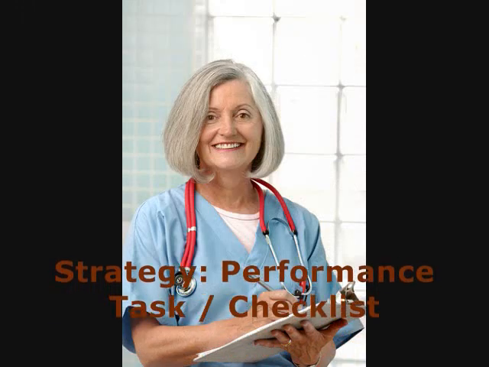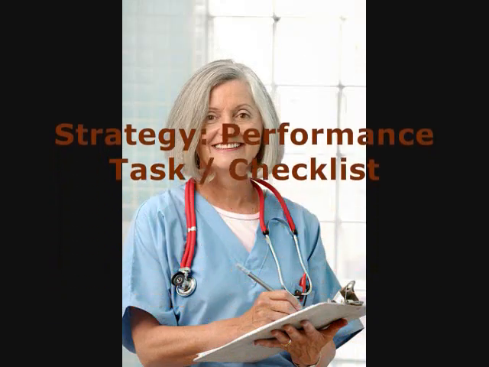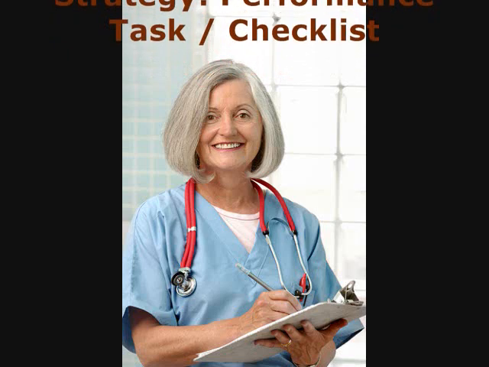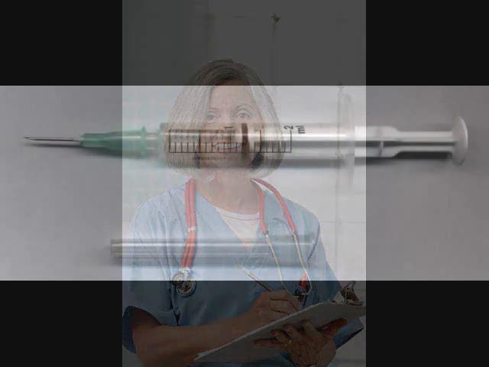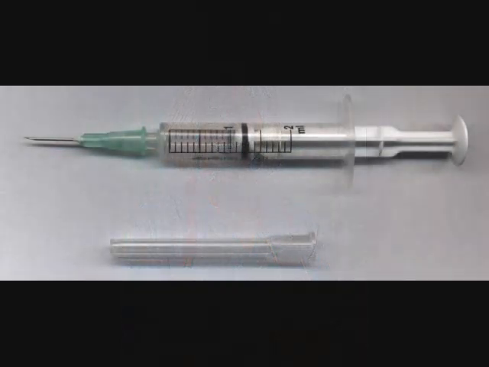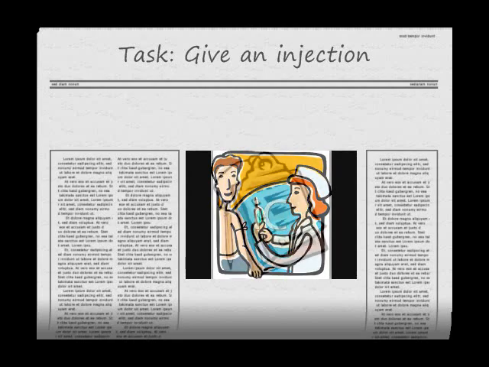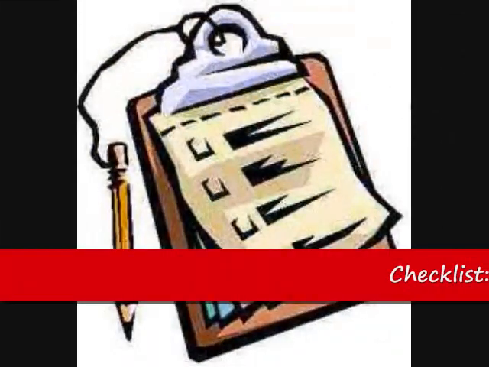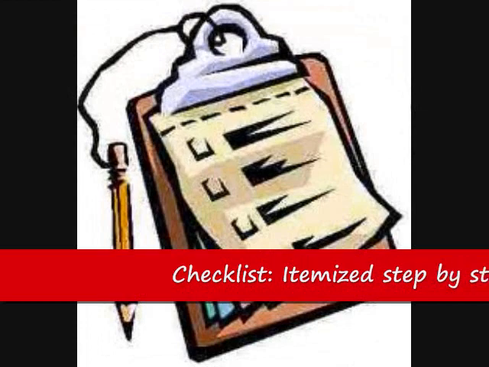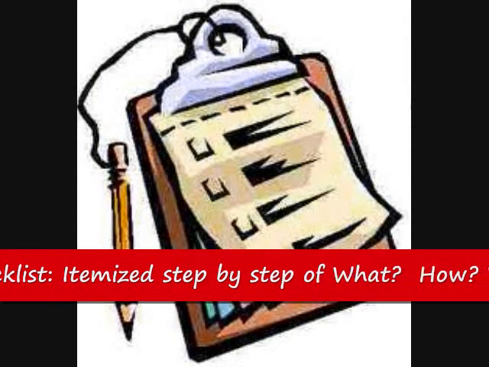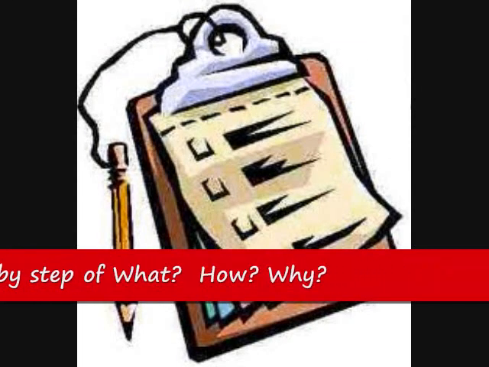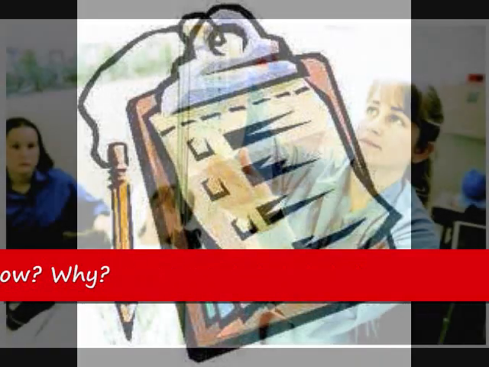Performance task checklist. The student has a skill to learn and needs to practice and eventually demonstrate proficiency of that skill. In nursing, for example, such a skill would be a subcutaneous injection. So the performance task now for each student is to give an injection to a dummy in the laboratory. The checklist is handed out to each student and contains an itemized step-by-step process of how to perform the task and the rationale for each step in the checklist.